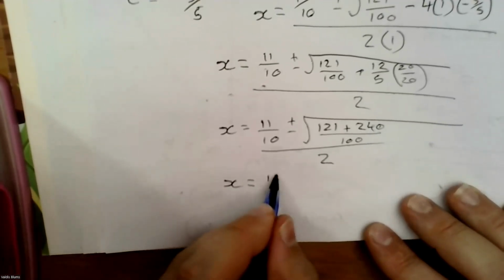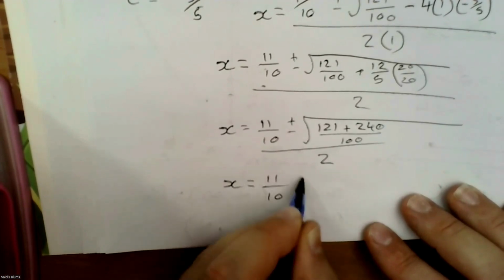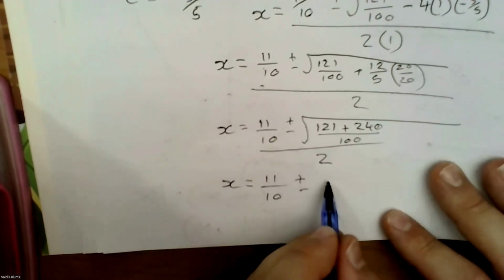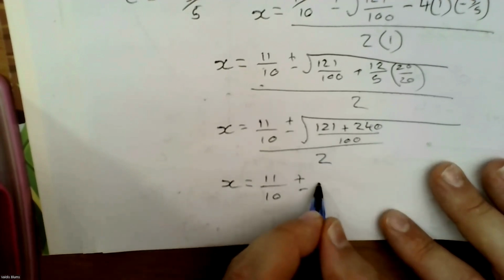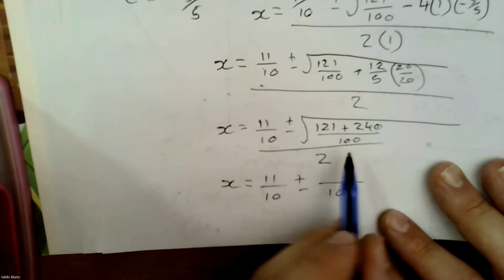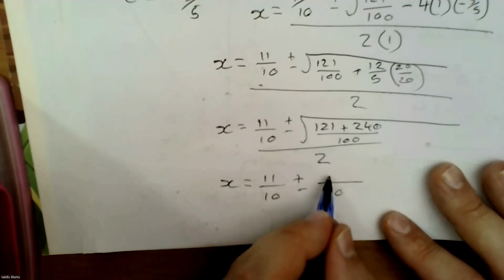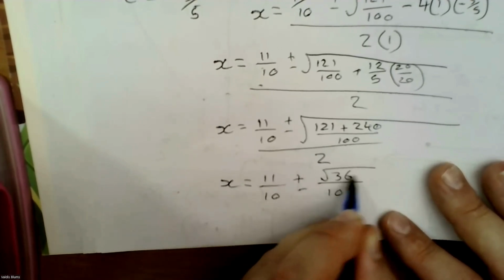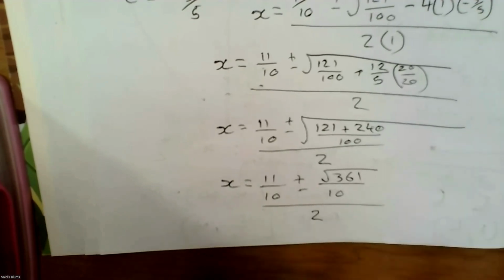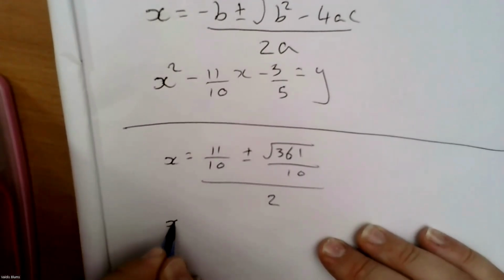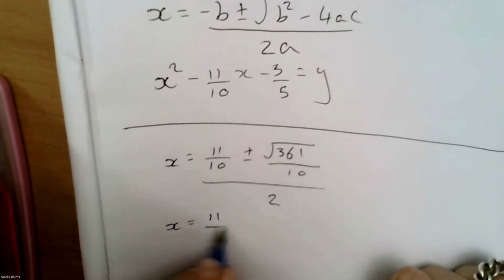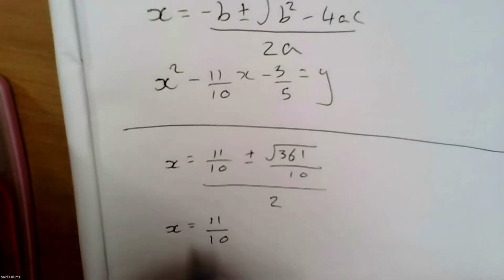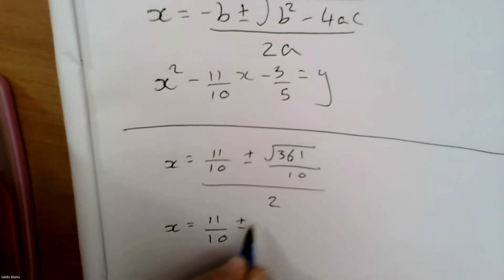x is equal to 11 on 10 plus minus 361 on 10, so pulling 100 outside of the square root, all over 2. In this case, it just so happens that the square root of 361 is a perfect square, so it pulls out as 19, all over 2.